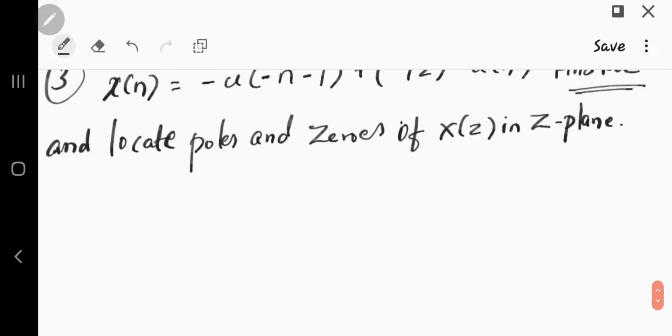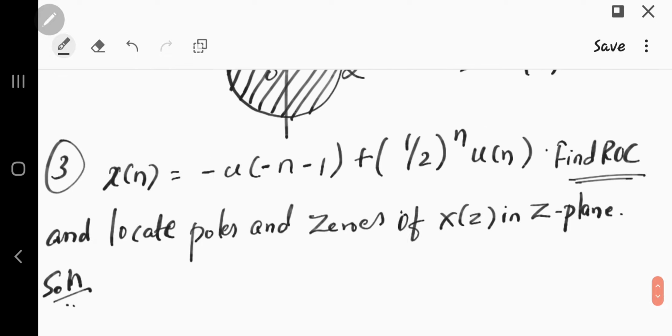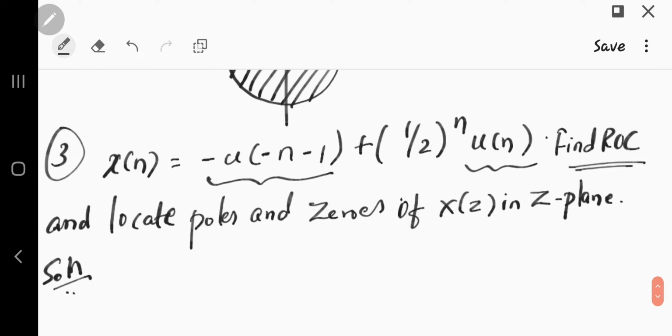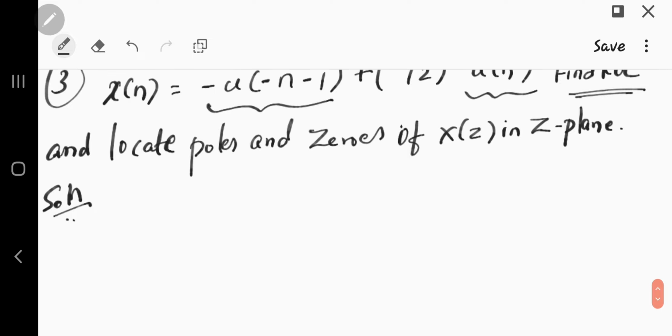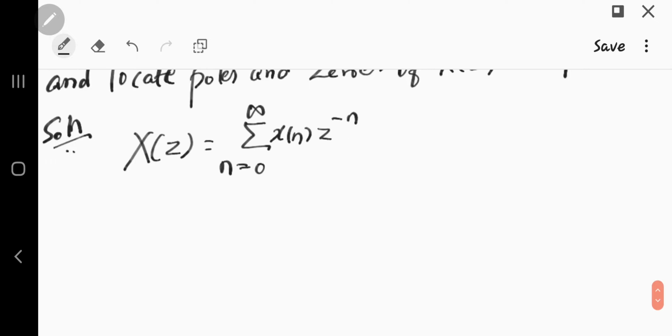Now if you observe this, it is the combination of two signals. One is a negative time signal, another one is a positive time signal. So both are combined here. Now how you are going to plot the ROC in this case? So let's see that. So x of z is equal to summation n is equal to minus infinity to infinity x of n z to the power of minus n. So substitute that.